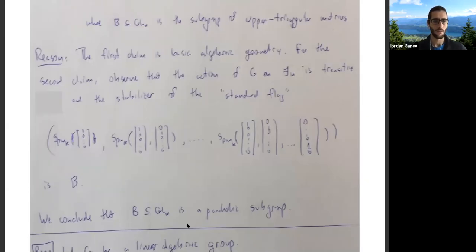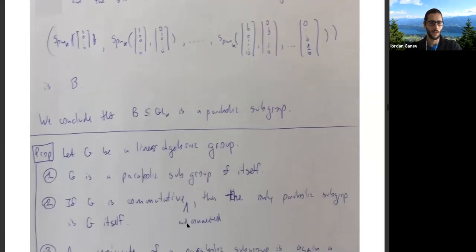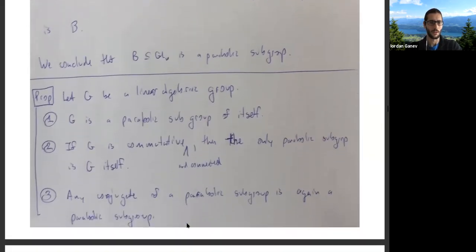Okay, so hopefully through these examples you got a bit of a feel for some parabolic subgroups. Any questions on this last example? I know it's kind of involved. Okay, so we need a few facts about parabolic subgroups. First of all, G itself is a parabolic subgroup of itself.